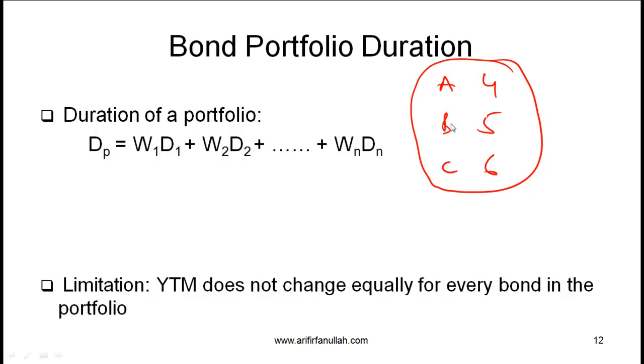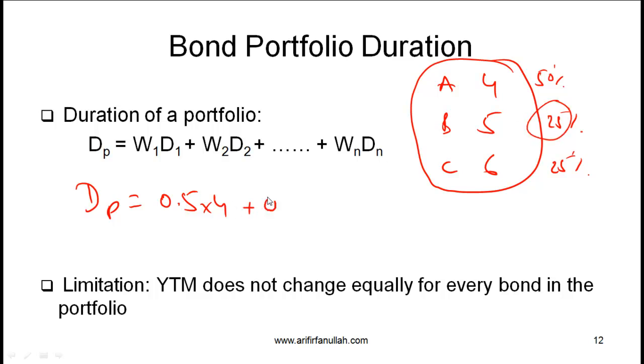The way we come up with this is simply the weighted average of these 3 durations. If, for example, A is 50% of your portfolio, B is 25% of your portfolio, and C is also 25% of your portfolio, then the duration of the portfolio will be simply equal to 0.5 into 4 plus 0.25 into 5 plus 0.25 into 6. So this will give you the duration of your portfolio.